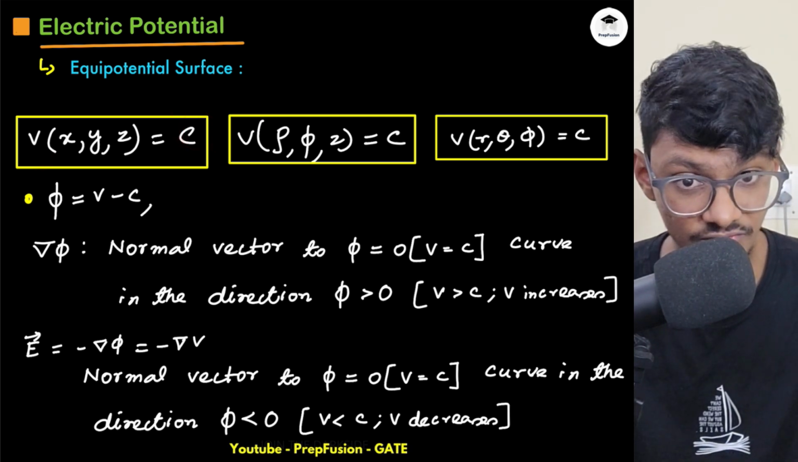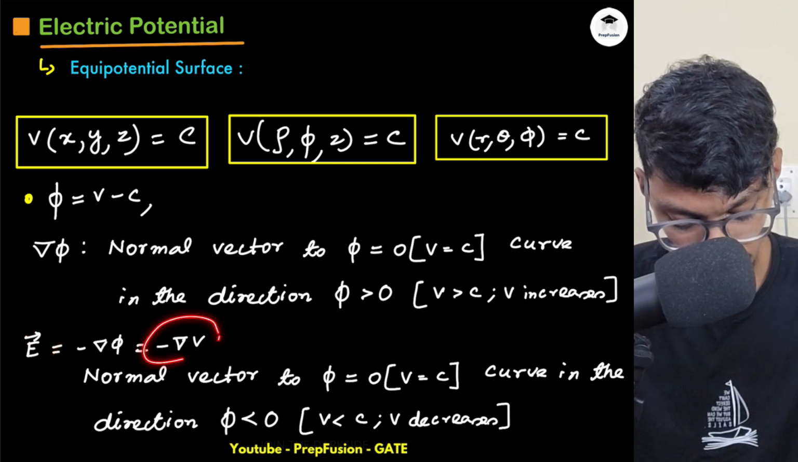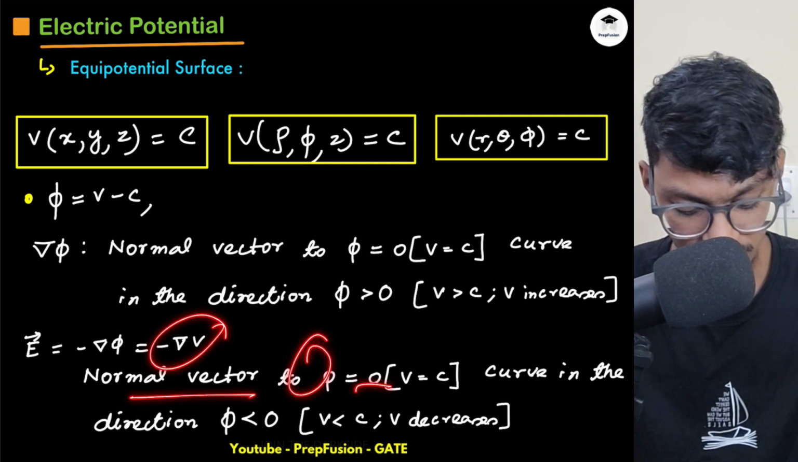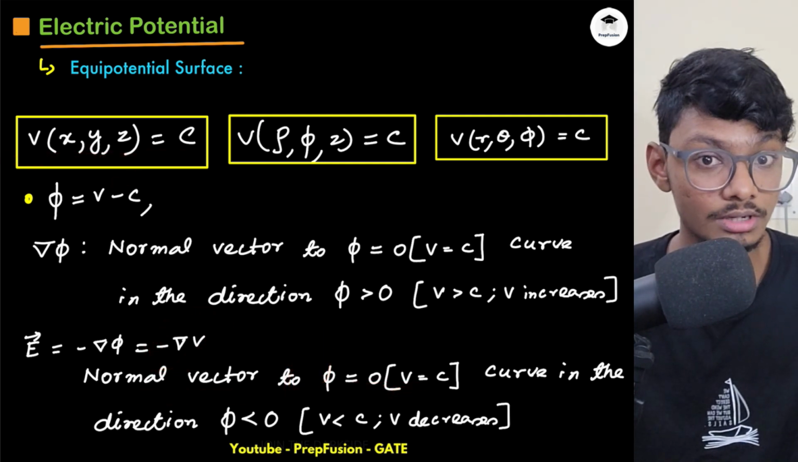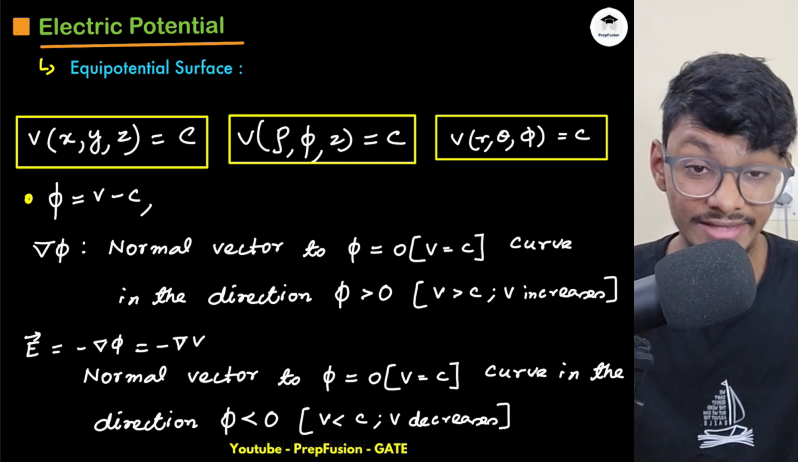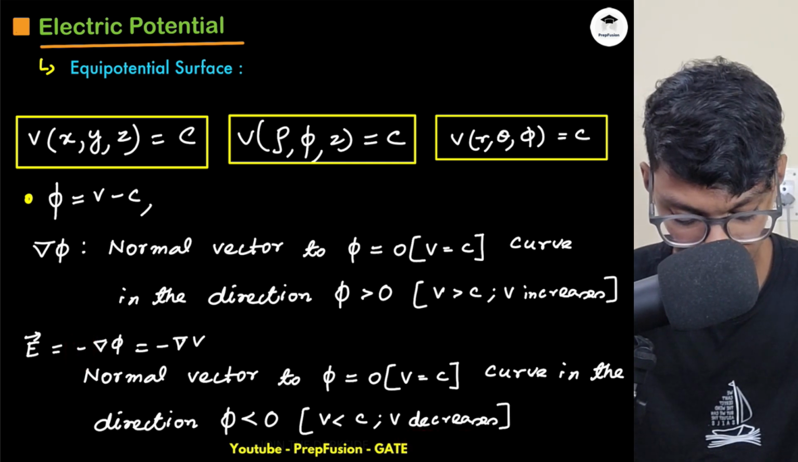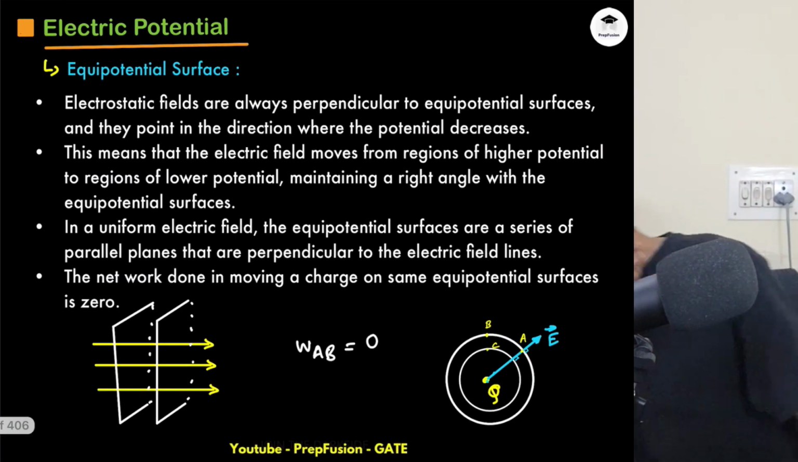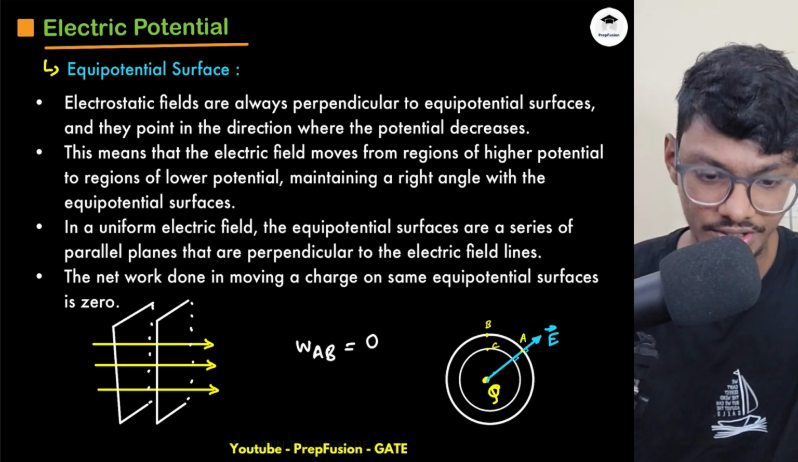So what will be the direction of the electric field? Again the same relation, the same as the direction of the gradient: the normal vector to the phi equals to 0 surface, or V equals to C surface, and in the direction in which my V decreases. Because here there is a negative sign. If this is positive, then this will be opposite of that. There will be a negative sign.